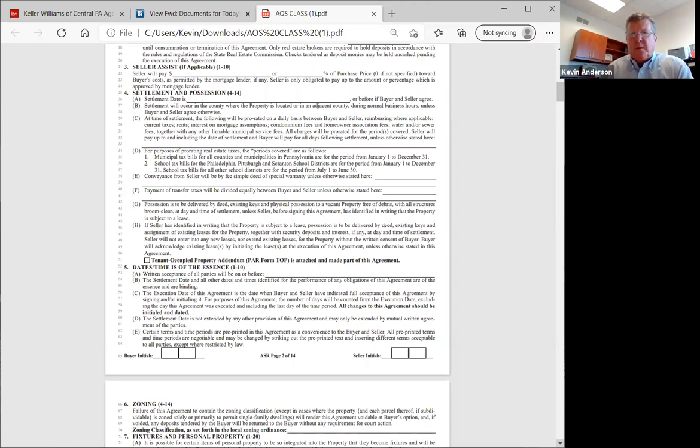Okay, possession will be delivered by deed, existing keys, physical possession to a vacant property, free of debris, with all structures broom clean. Well, what the heck does broom clean mean?